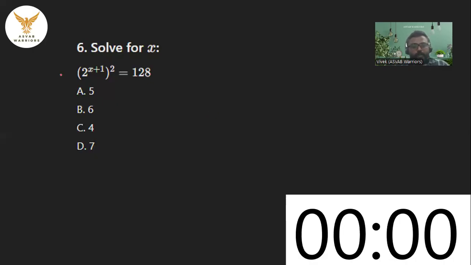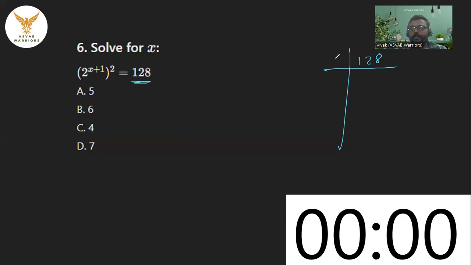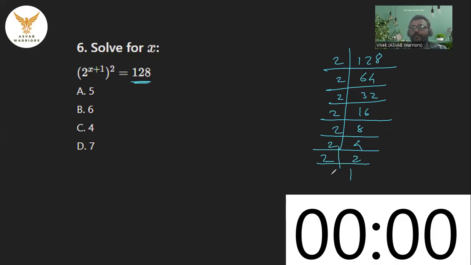Yeah. So whenever you get any question like this, the first thing that you're going to do is the prime factorization of the number. 128 divided by 2 would be 64. 64 divided by 2 would be 32. 32 divided by 2 would be 16. 16 divided by 2 would be 8. 8 divided by 2 would be 4. 4 divided by 2 would be 2, and 2 divided by 2 is nothing but 1.